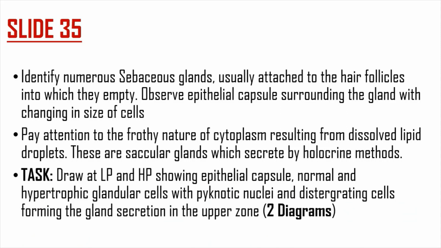All right, now in the same slide, we'll also identify sebaceous glands. How you identify them is that they are usually attached to the hair follicles into which they empty. You observe the epithelial capsule surrounding the gland with changing size of cells. You have to pay attention to the frothy nature of the cytoplasm resulting from dissolved lipid droplets. So these are circular glands which secrete by holocrine secretion. Holocrine secretion is where an entire cell bursts or is damaged so that it can secrete its substances.